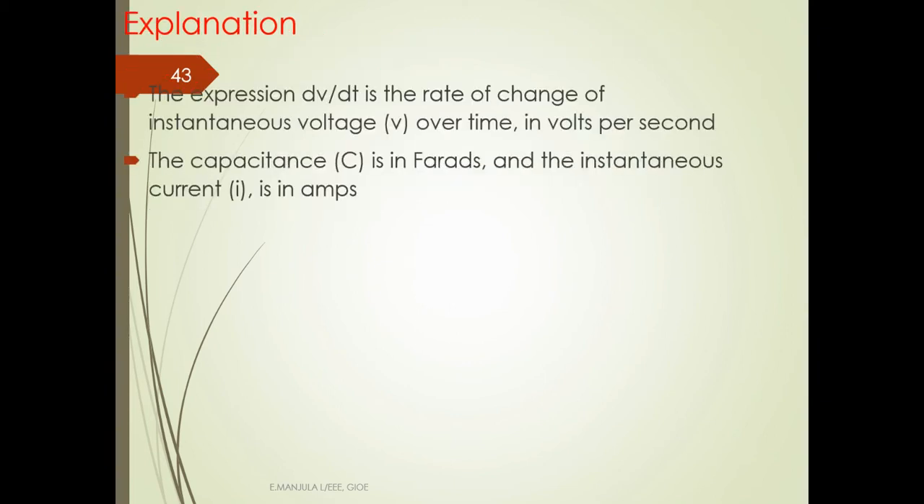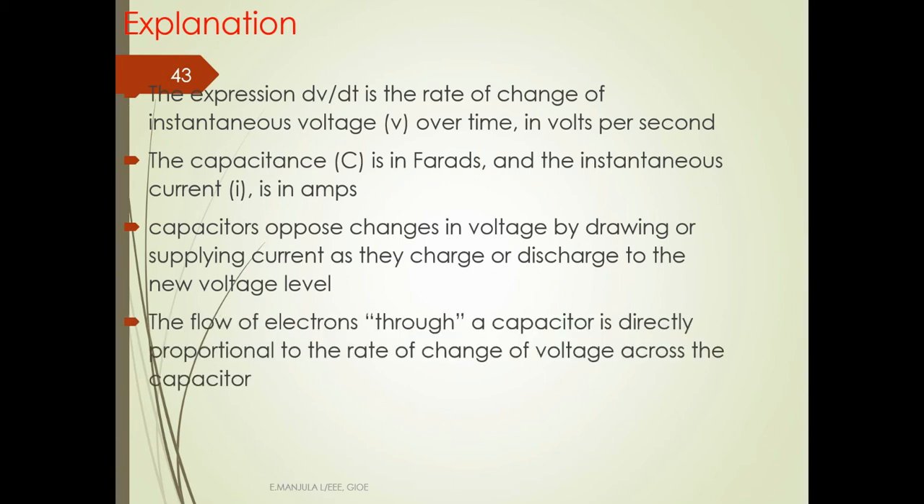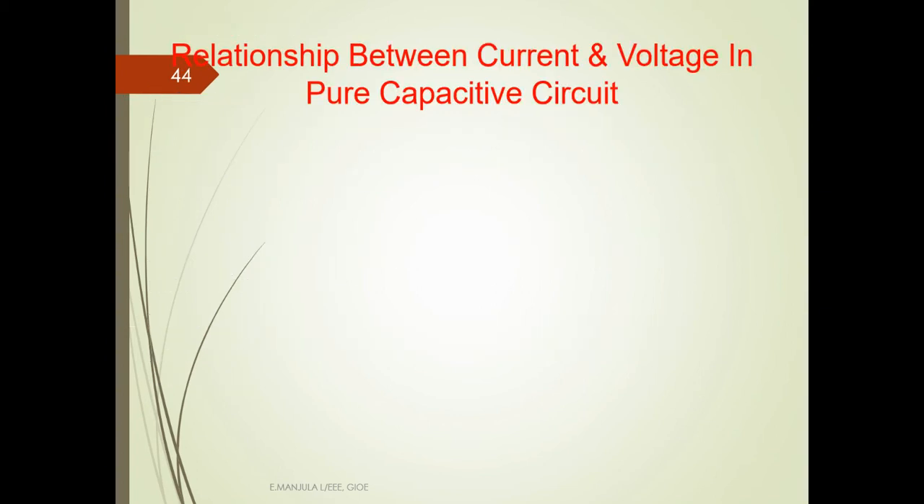The expression dV by dt is the rate of change of instantaneous voltage over time in volts per second. The capacitance C is in farads and the instantaneous current I is in amps. So a capacitor opposes changes in voltage by drawing or supplying current as it charges or discharges to the new voltage level. The flow of electrons through a capacitor is directly proportional to the rate of change of voltage across the capacitor.